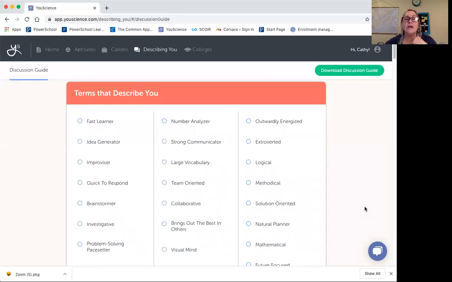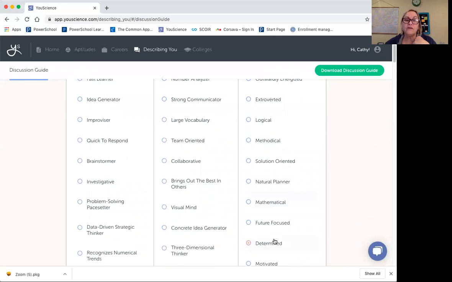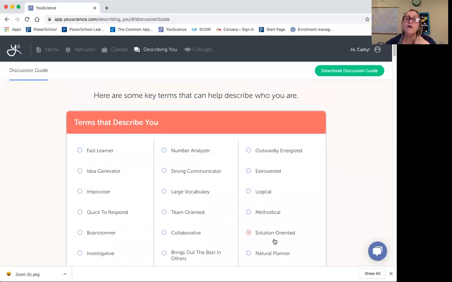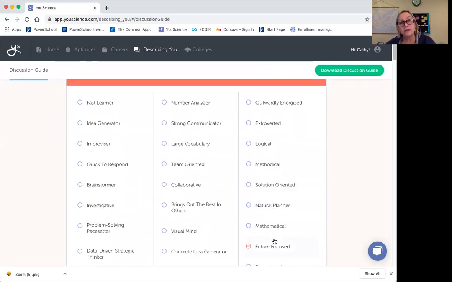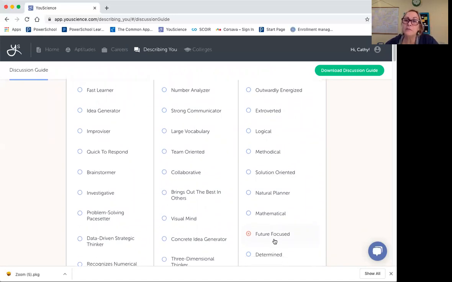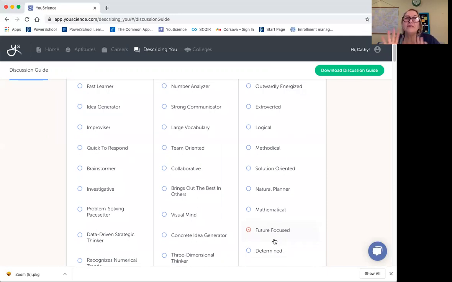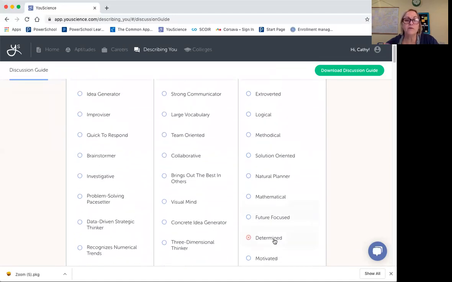So if you look through this list of terms that describe you, these are all positive things based on your YouScience assessment that you can say about yourself. And somehow it's just kind of easier if somebody else comes up with it first. So YouScience has done that for you. If I look through and I say, brings out the best in others, I would love it if that's true about me. They say it is. So, okay, I could write about how I bring out the best in others.